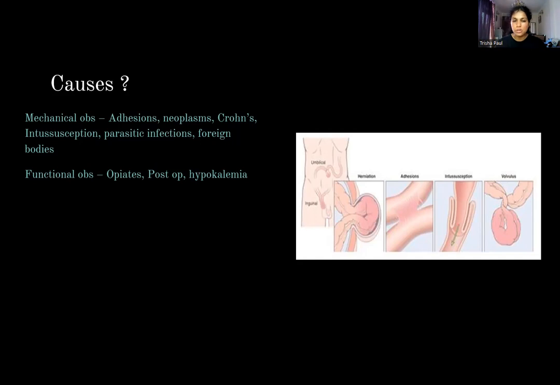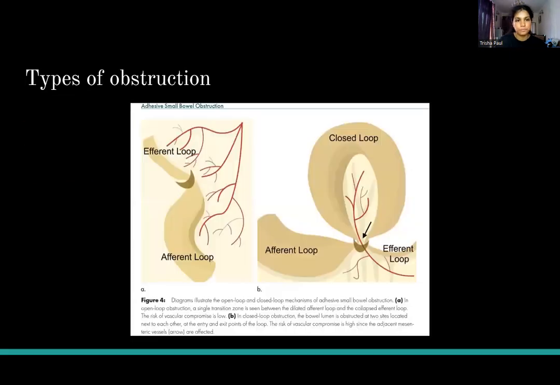In functional obstruction, there is a problem with peristalsis. So the causes here are opiates, post-op, and hypokalemia.